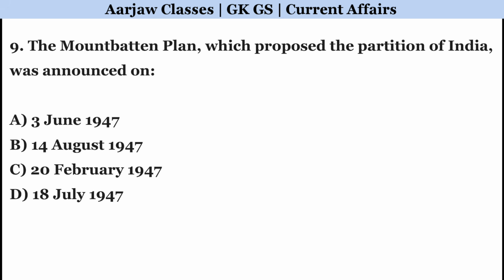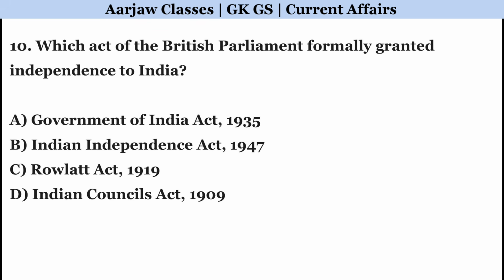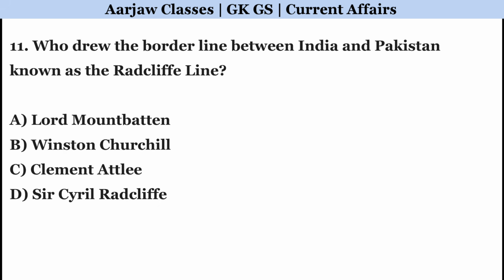The Mountbatten Plan, which proposed the partition of India, was announced on. Correct option is A. On 3rd June 1947. Which act of the British Parliament formally granted independence to India? Correct option is B. Indian Independence Act 1947. Who drew the border line between India and Pakistan, known as the Radcliffe Line? Correct option is D. Sir Cyril Radcliffe.